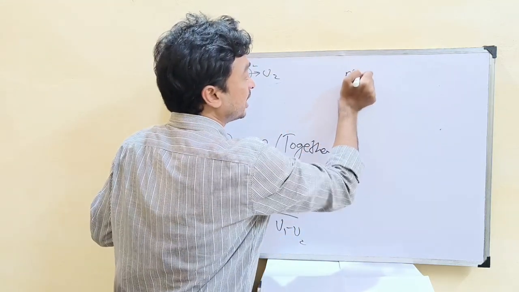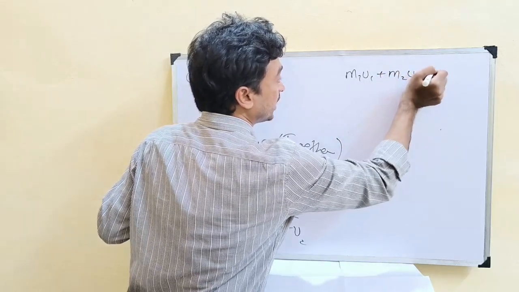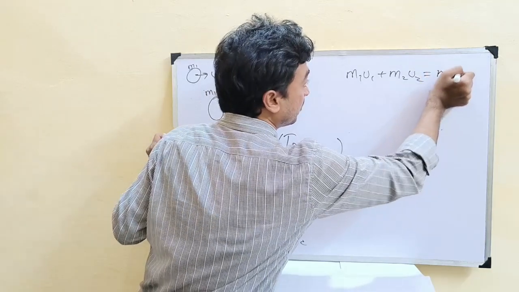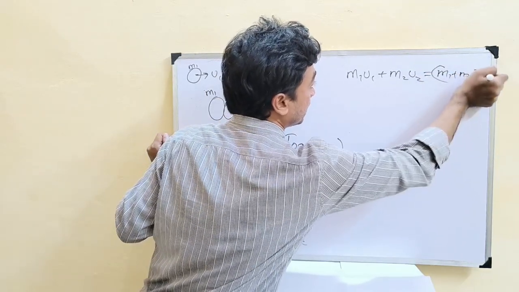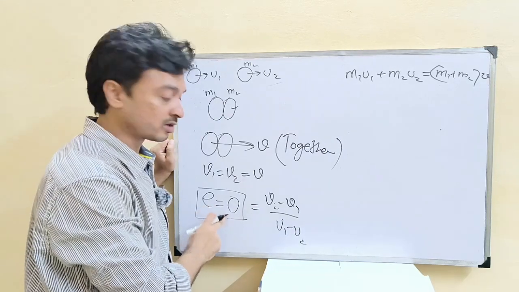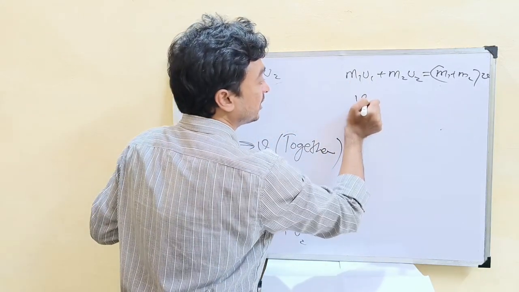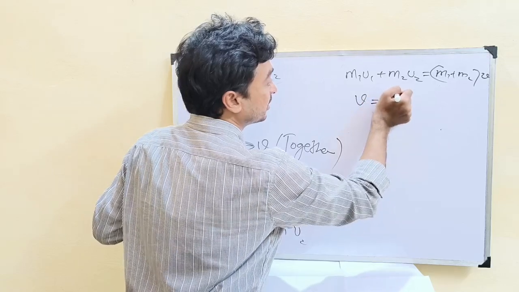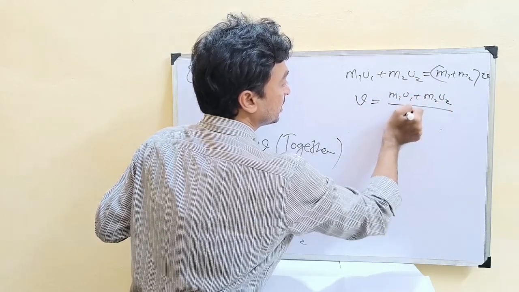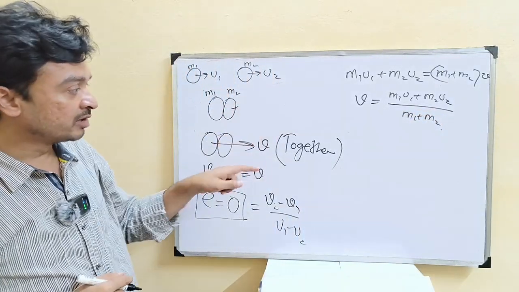That is m1 u1 plus m2 u2 is equal to, both objects are moving with common velocity, you can write m1 plus m2 into v. When you write v, that means you have already considered the coefficient of restitution equation, right? So from here the final velocity is m1 u1 plus m2 u2 divided by m1 plus m2. Okay, you have the velocity.